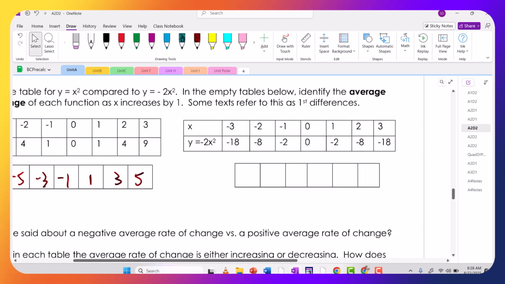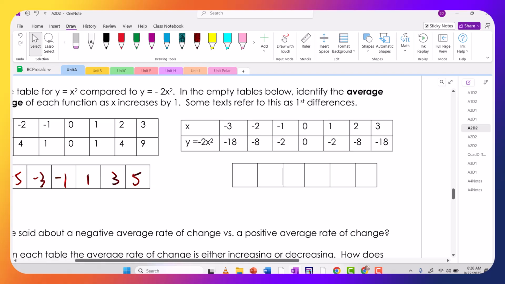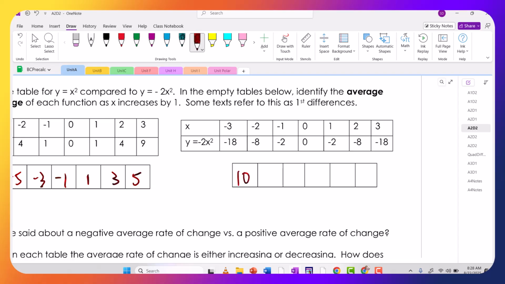All right, and then this one. Oh, here we go. -8 minus -18. Isn't that 10? Check my math here, right? -2 minus -8, which makes that +8. That's why I get 6, right? And then 0 minus -2 is 2. -2 minus 0 is -2. -8 minus -2 is -6. And then this is -10.